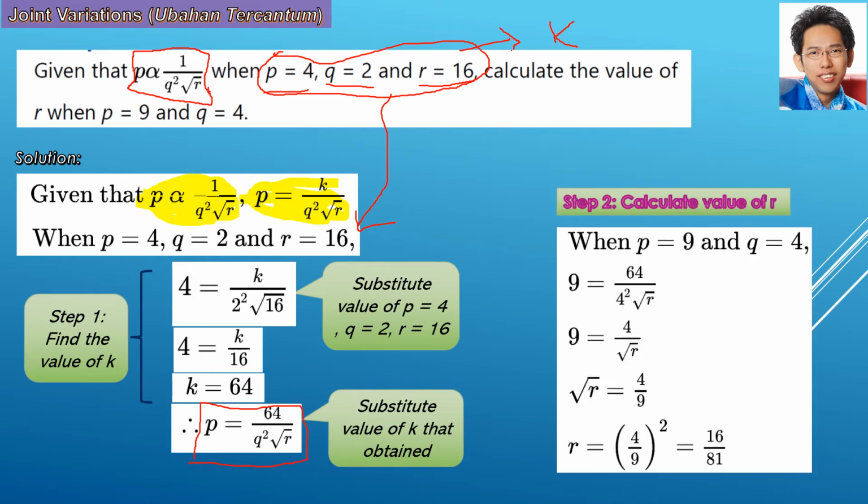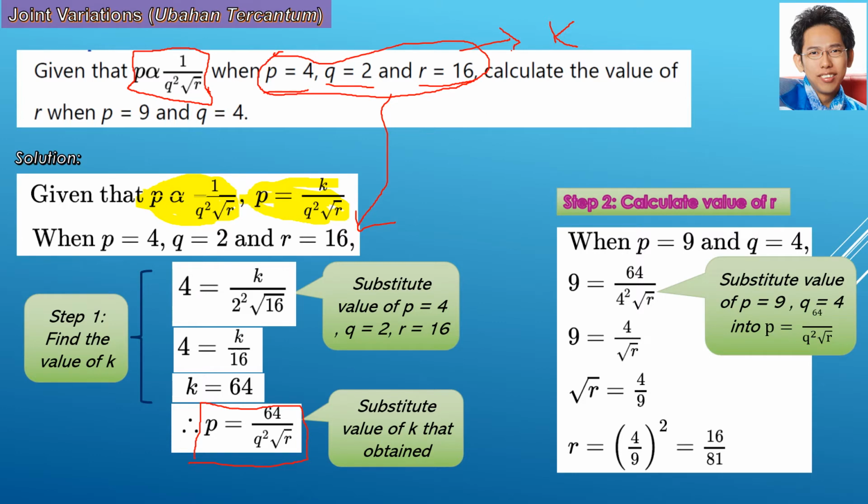Okay, so gantikan nilai P yang dibeli itu. Okay, just now they gave you the value. This one P equals 9, Q equals 4. Okay, so just solve it using your mathematical method. Okay, then you can obtain your answer. So this is your final answer.